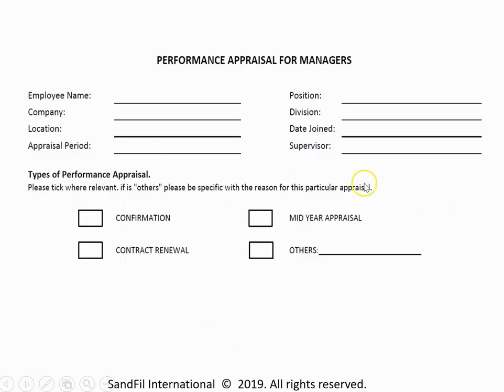You look at this appraisal form here, and this is very common. A lot of people combine the confirmation appraisal, contract renewal, mid-year review, and year-end appraisal into one form. You have employee, company, location, appraisal period, positions, division, date joined, supervisor. So this is a typical traditional appraisal form. Now I move to page 2.